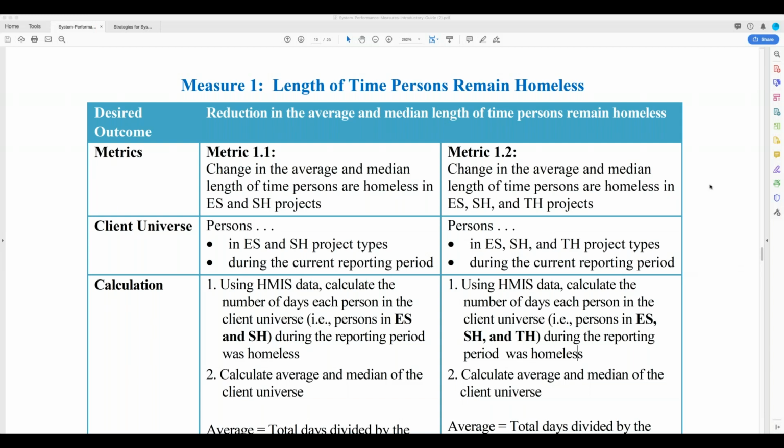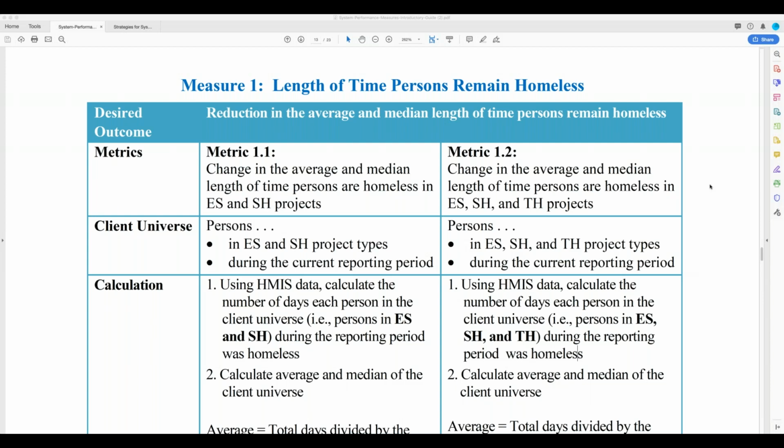Last time we did a basic overview of system performance measures. The two things that I'm tasked with discussing with you today are how system performance measures are relevant to both funded and non-funded CoC agencies. So agencies that receive CoC funding, as well as those who don't receive CoC funding but are still in our HMIS, or Homeless Management Information System data, or maybe they're not in our HMIS data, how does our system performance measure outcome relate to agencies, whether they are CoC funded or not?